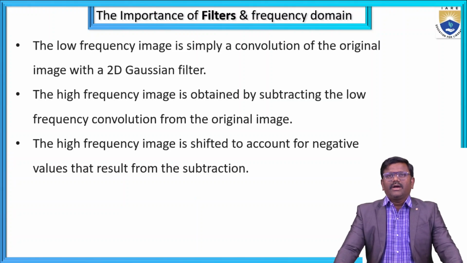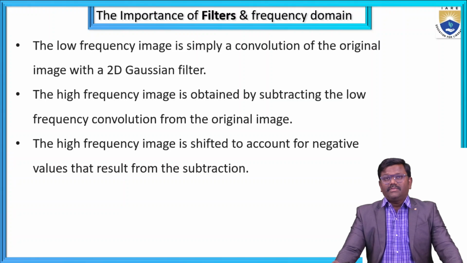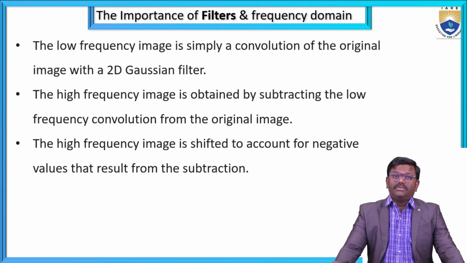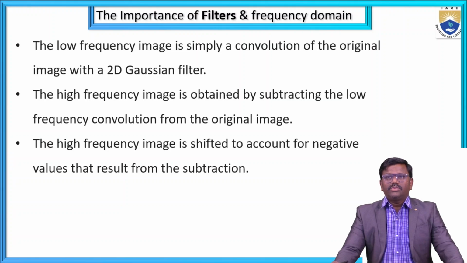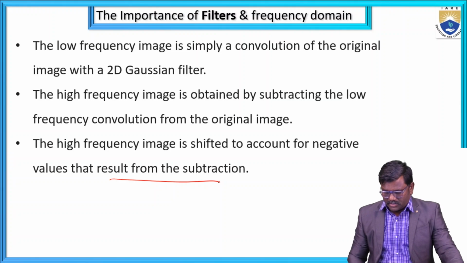When we concentrate on filters in the range of frequency, a low frequency image is simply a convolution of the original image with a 2D Gaussian filter. Whereas the high frequency image is obtained by subtracting the low frequency convolution from the original image. The high frequency image is shifted to account for negative values resulting from the subtraction.